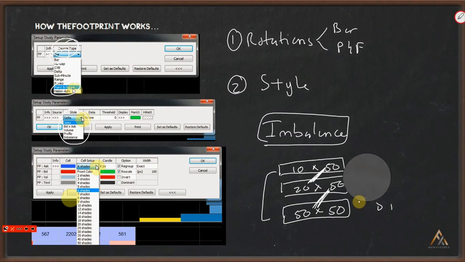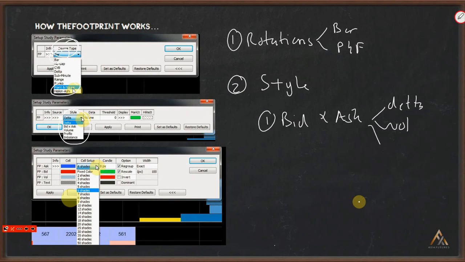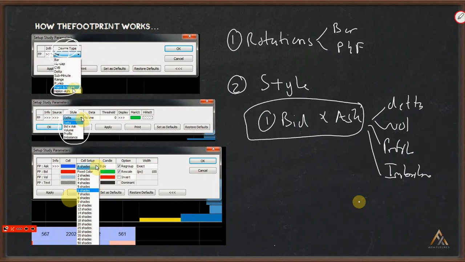What I would say for this course is that I'm going to exclusively focus, first and foremost, on number one, the bid times ask. Why? Because this includes the delta, it includes the volume, it includes the profile, and it ultimately also includes the imbalances. So if you use just this one style, it will incorporate all the information that you can find in the other four styles.